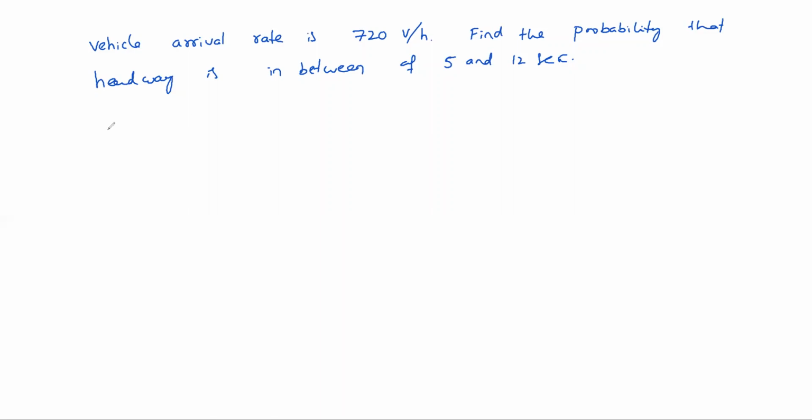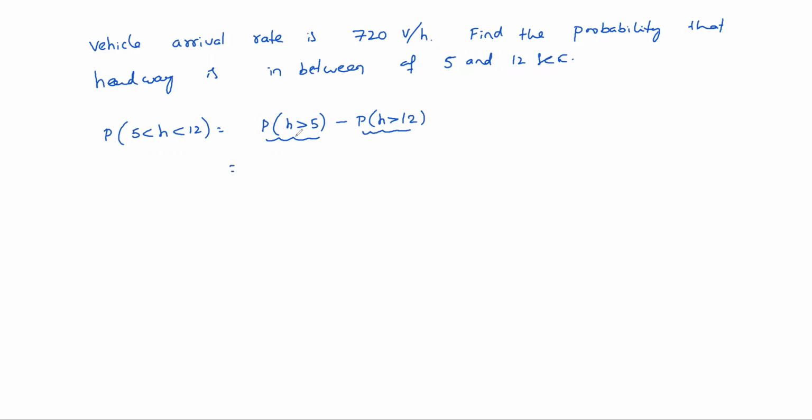So that means probability of headway between 5 and 12 is nothing but probability of headway greater than 5 seconds minus probability of headway greater than 12 seconds. Okay, this is the meaning of that. The probability of headway greater than 5 is more than the probability of headway greater than 12, as t increases, probability decreases, right?